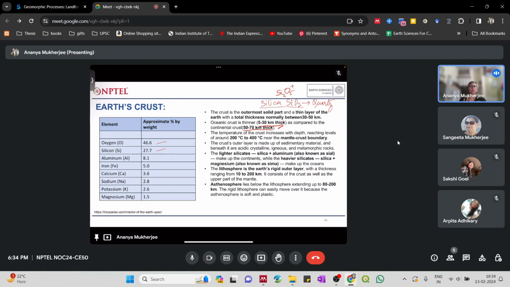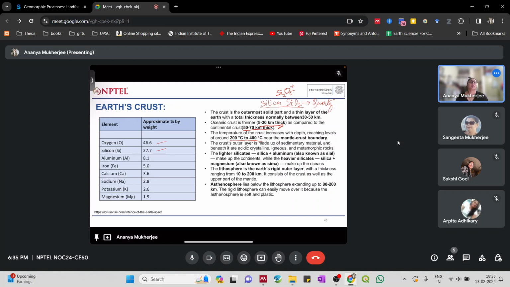The natural endogenic processes that are there are responsible for the differences in the thickness of continental crust and oceanic crust. The temperature of the crust increases with depth. We have seen this even when we studied the Earth's interior. As you go deeper, obviously the temperature is going to increase, as well as the pressure. Both of them will increase, and it's around 200 degrees to 400 degrees Celsius near the mantle-crust boundary, that is your Moho discontinuity.